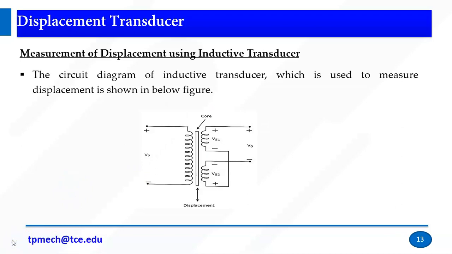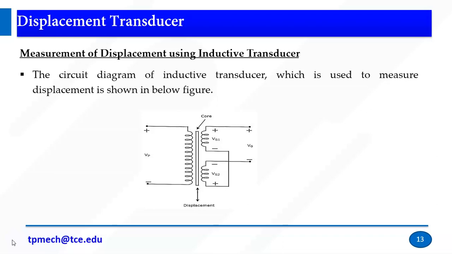So previously we saw the resistive type. Now we are going to see measurement of displacement using an inductive transducer. This is a very important principle, because the LVDT works on this principle. LVDT works on the principle called inductive transducer. LVDT stands for linear variable differential transformer. So let us see the measurement of displacement using inductive transducers.